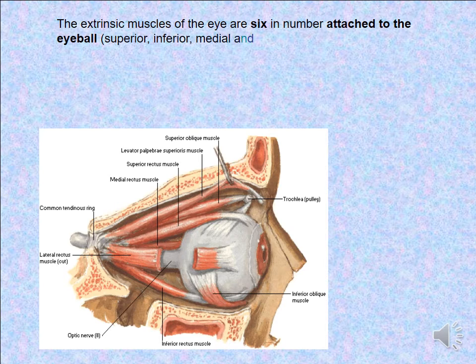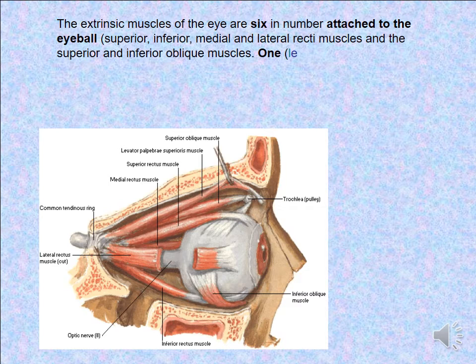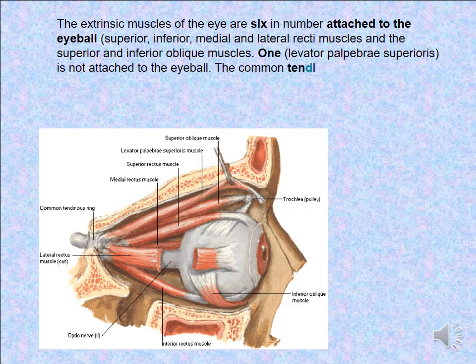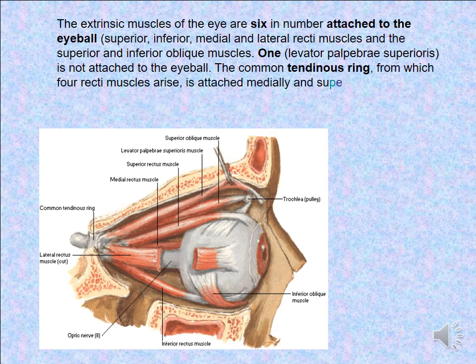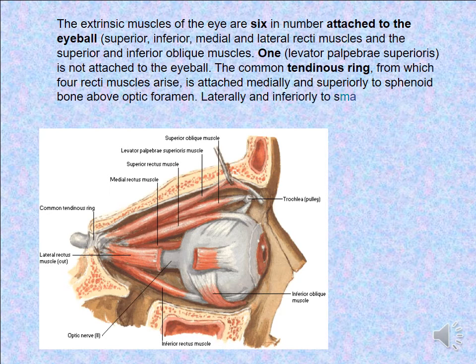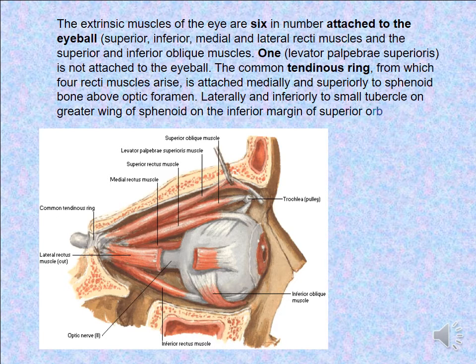The extrinsic muscles of the eye are 6 in number, attached to the eyeball. We have the superior, inferior, medial, and lateral rectus muscles, and the superior and inferior oblique muscles. This group has 4 recti and 2 oblique muscles. Of the 4 recti, one is located superiorly, one inferiorly, one medially and one laterally, and of the 2 obliques, one is superior and one inferior. And we have the levator palpebrae superioris, not attached to the eyeball, but affecting the movement of the eyeball.